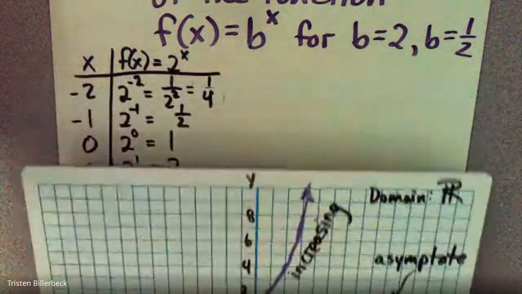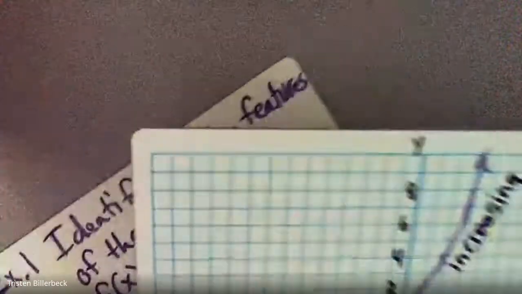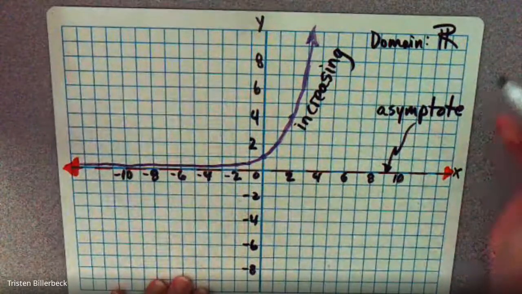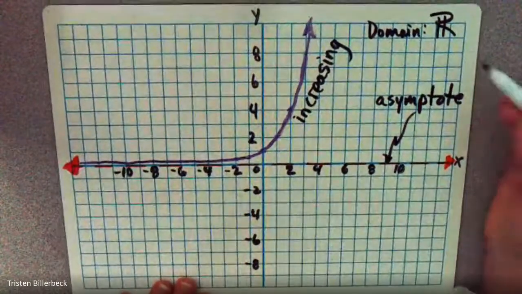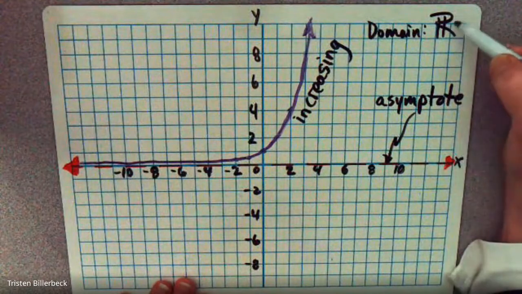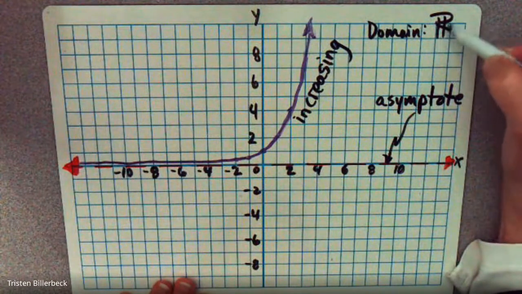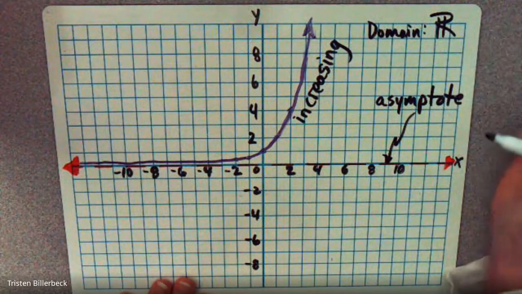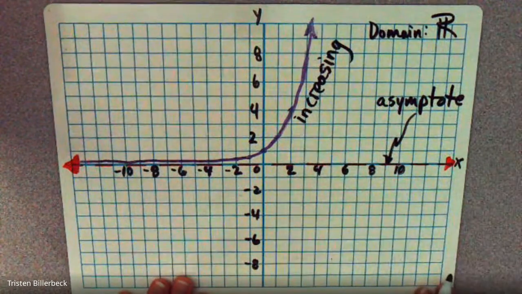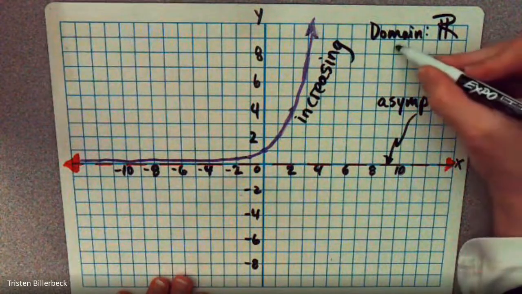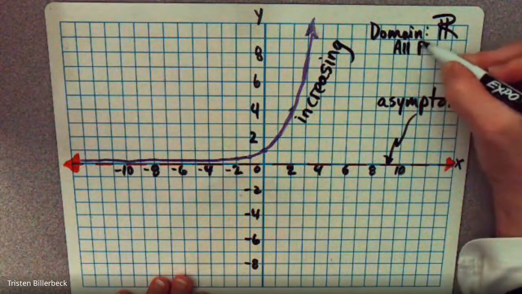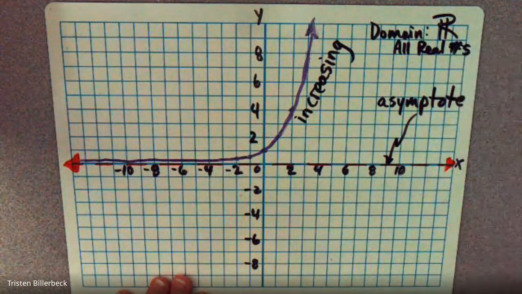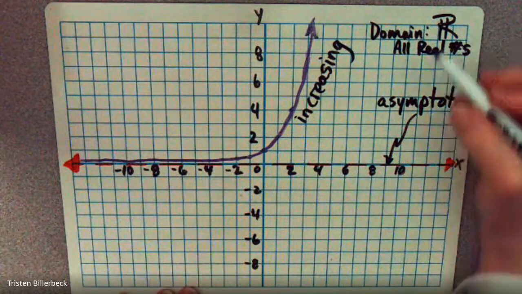Here, let me move this so we can see what I'm writing. Sorry about that. Okay, so the domain for this is R, all real numbers. You see the A, all, with the little L, so that's all. The R is real, and then we're kind of making a number sign. So it's a super cool math symbol for all real numbers. I'll write that down: all real numbers. Just remember that.